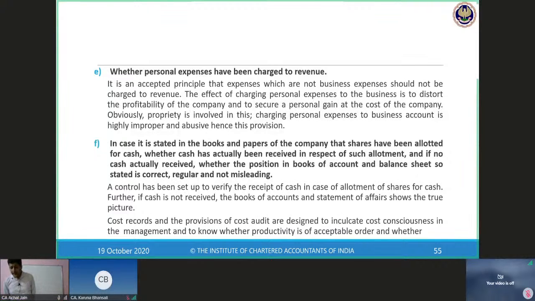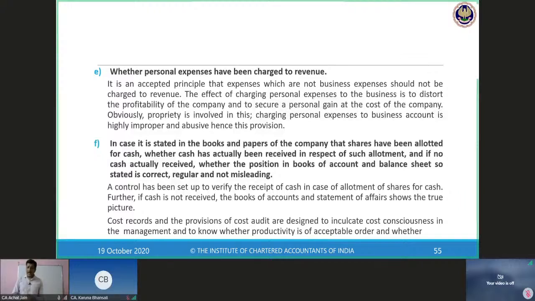Next, in case it is stated in the books and the papers of the company that shares have been allotted for cash, whether cash has actually been received in respect of such allotment, and if no cash is actually received, whether the position in the books of accounts and the balance sheet so stated is correct, regular, and not misleading. A control has been set up to verify receipt of cash in case of allotment of shares for cash. Further, if the cash is not received, the books of accounts and the statement of affairs show the true picture.